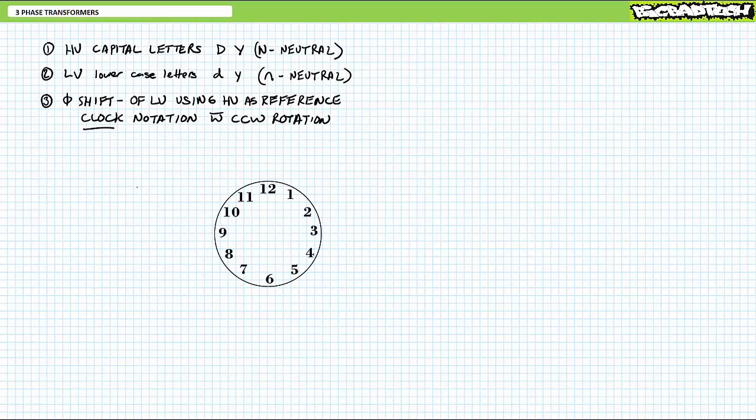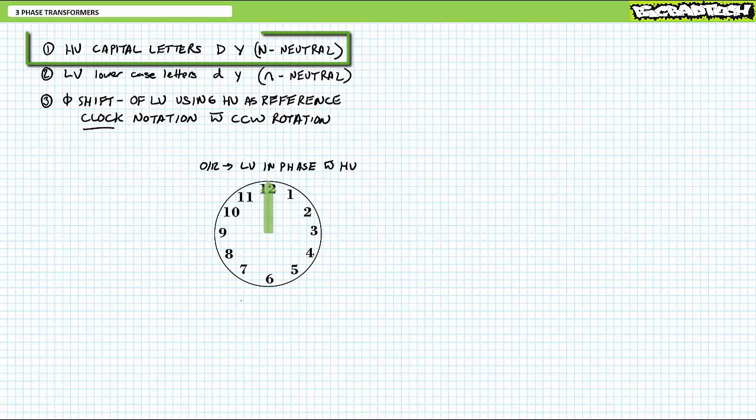Clock notation necessitates you know how old school analog clocks work. If you've never seen one before, get your grandma to take you to church or bingo or whatever old people do all day, and I'm certain you'll run into one. Anyways, clock notation illustrates the high voltage side using one hand pointed straight up and down at 12 o'clock. After all, it's the reference.